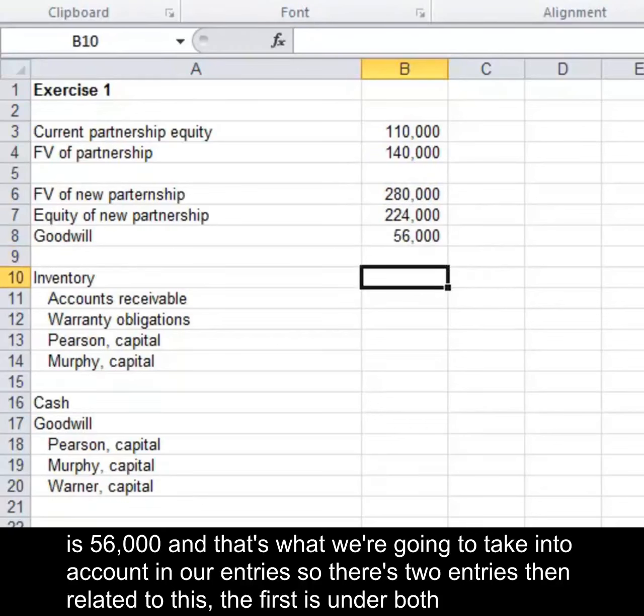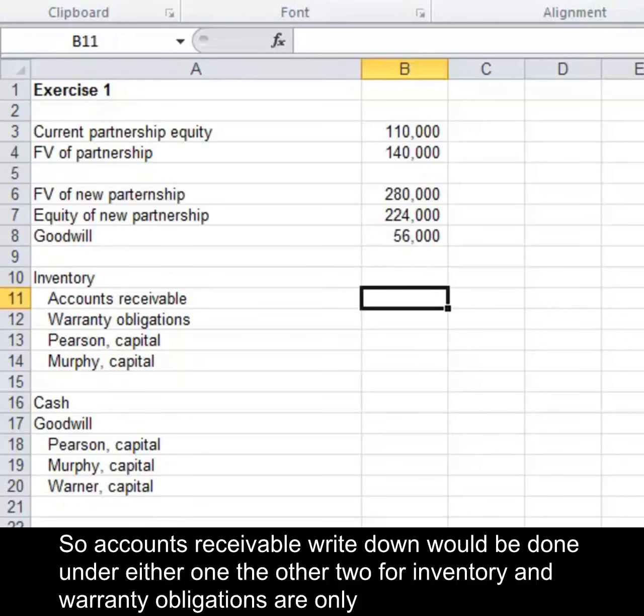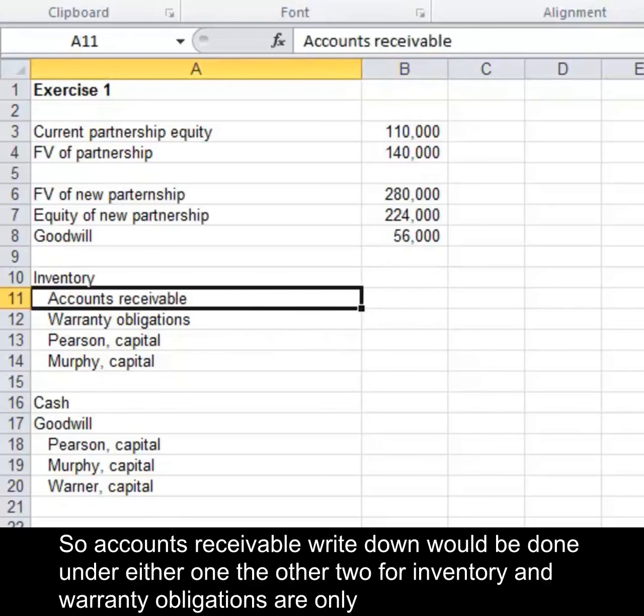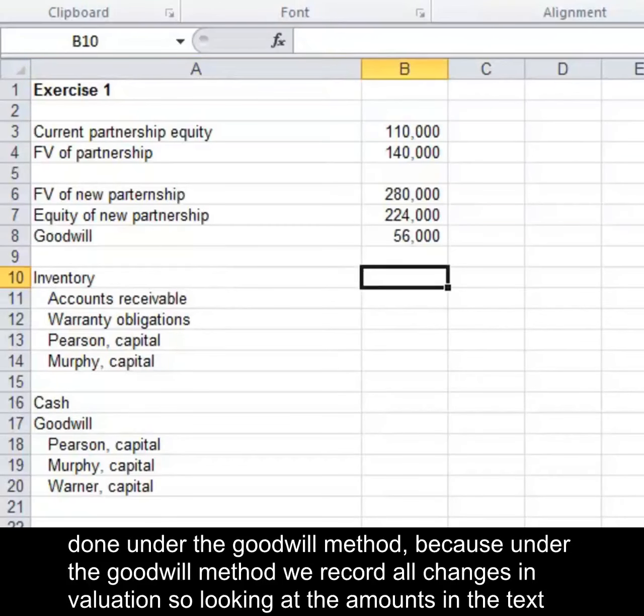So there's two entries then related to this. The first is that under both methods, bonus or goodwill, you have to adjust for items that are written down. So the accounts receivable write down would be done under either one. The other two for inventory and warranty obligations are only done under the goodwill method, because under the goodwill method we record all changes in valuation.